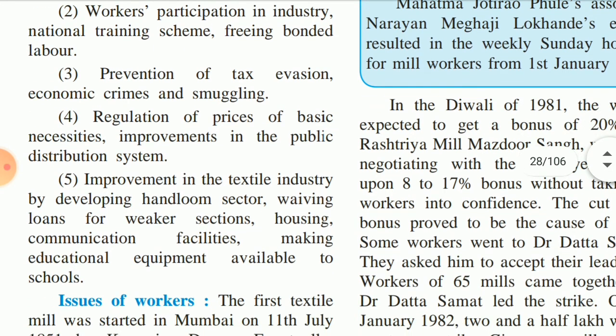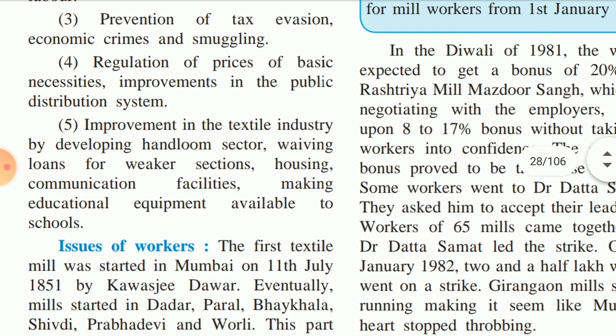Number 4: regulation of prices of basic necessities and improvement in the public distribution system. Prices of basic necessities should not go very high, they should stay within limits, and this was tried a lot. The public distribution system, that is, fair price shops or ration shops, was also implemented all over the nation, and through that the poor people were supplied food grains.